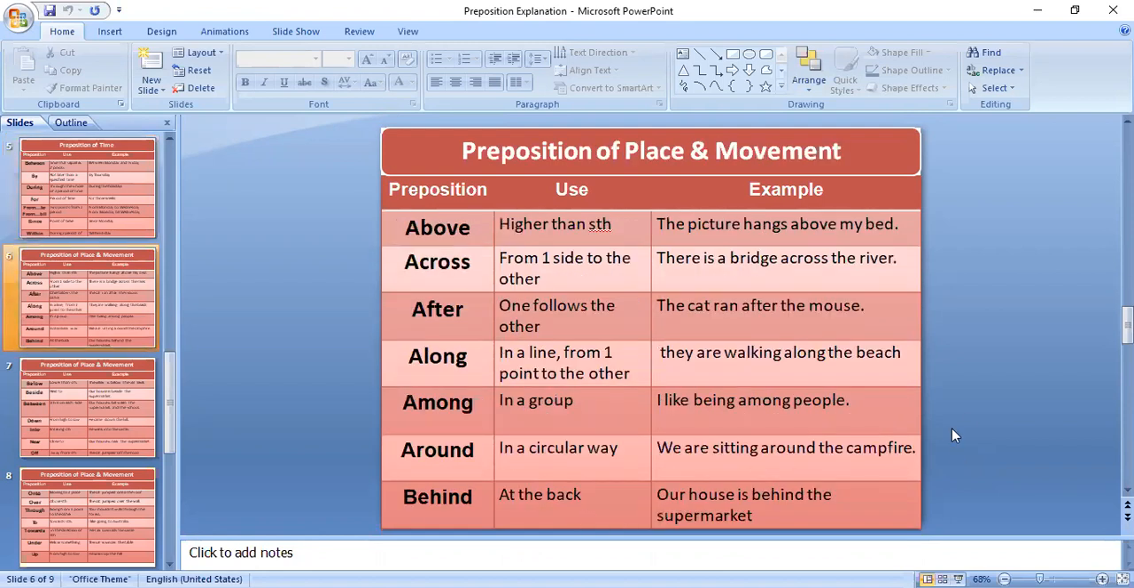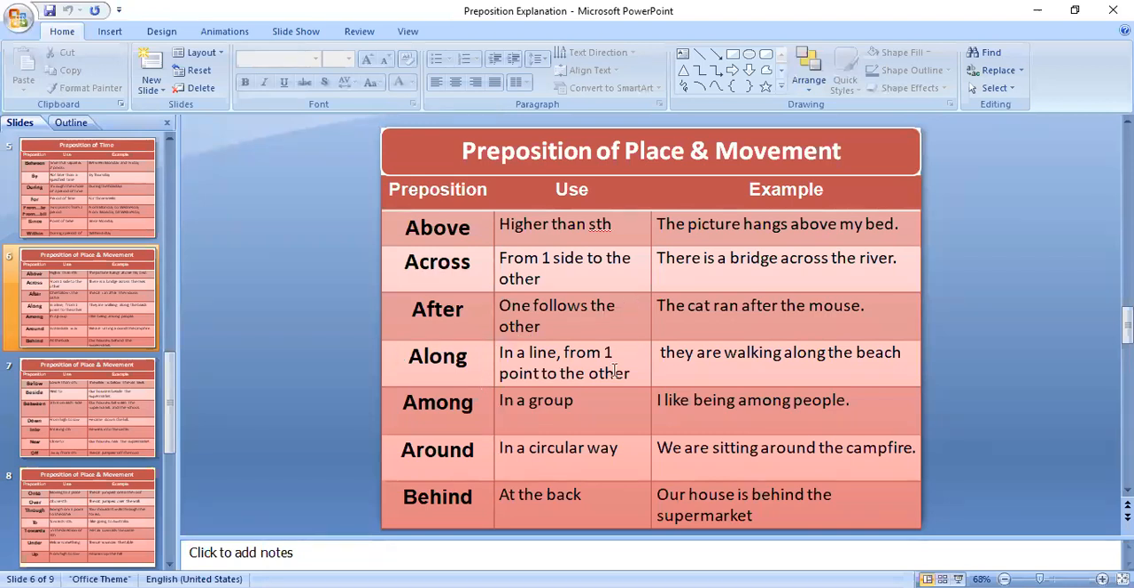Next, coming to the prepositions of place and movement. Above, higher than something. The picture hangs above my bed. It is higher means bed के ऊपर. Across, from one side to the other. There is a bridge across the river. That means starting from one side to the other side. After, one follows the other. The cat ran after the mouse. पीछे, one follows the other.